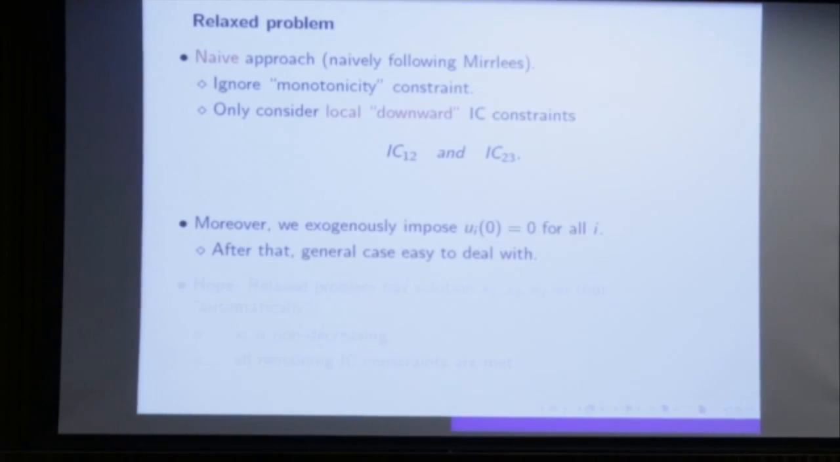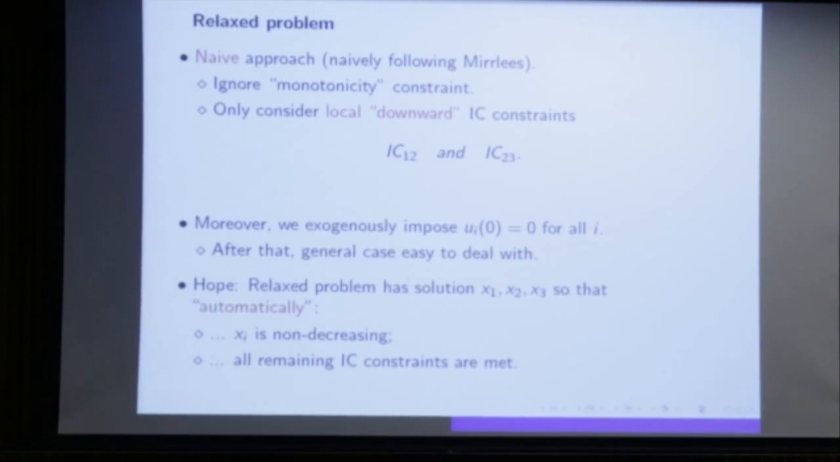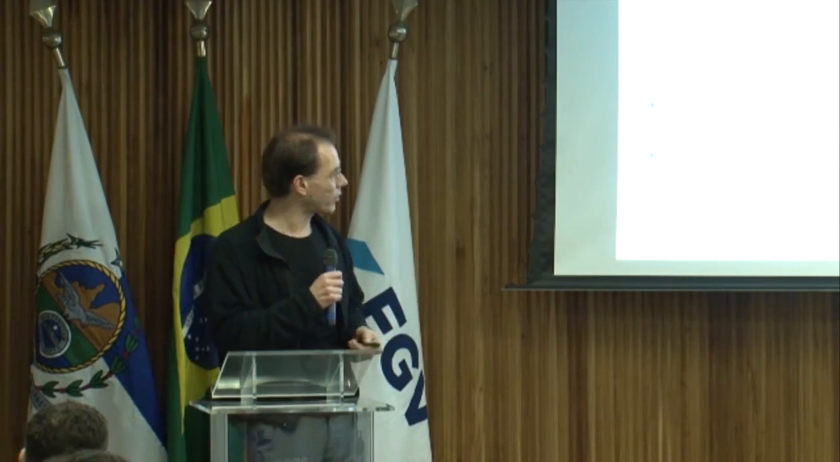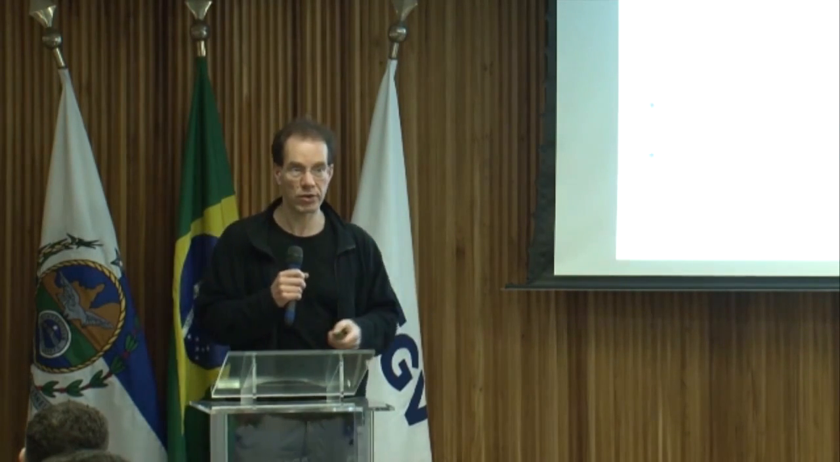So why will this not work? Suppose we do that. These are the neighboring constraints: 1 would like to be 2, 2 would like to be 3. To keep things simple, assume the utility of the 0 type is 0. One approach is to solve the problem on the previous slide with only these incentive constraints, solve this relaxed problem, then hope that xi is non-decreasing and all remaining IC constraints are met. Then that would be okay.